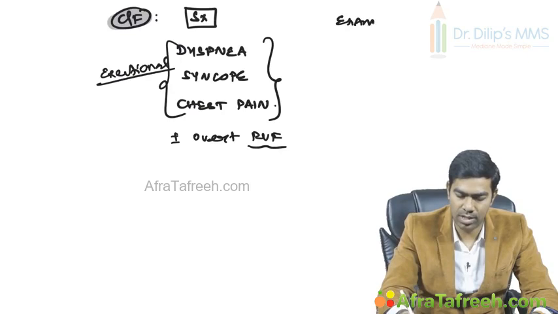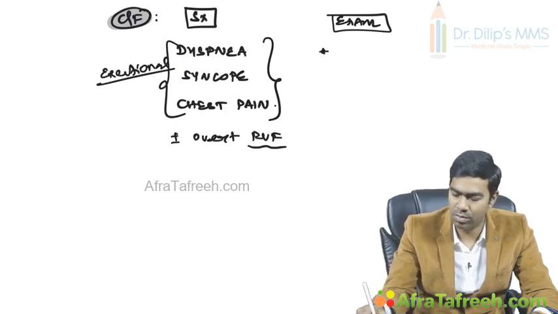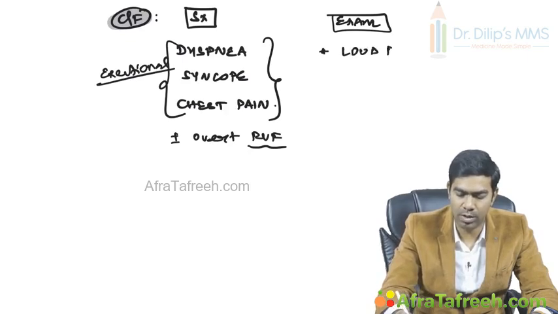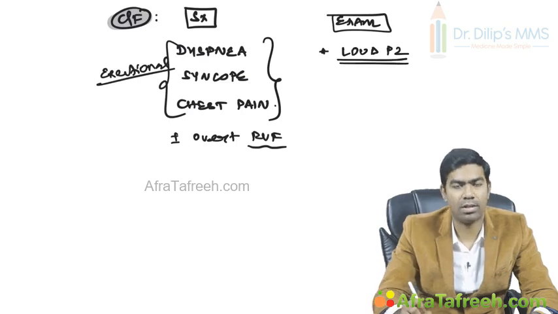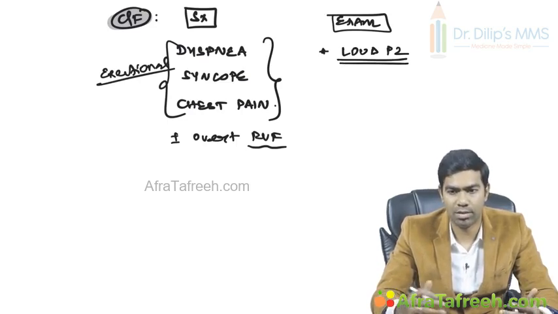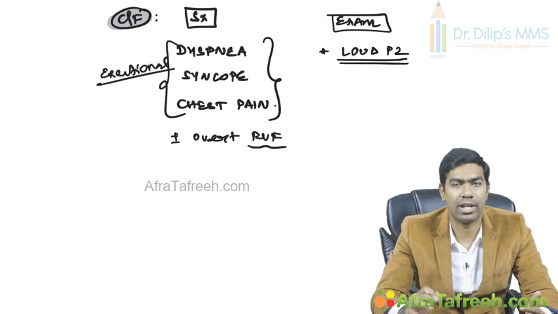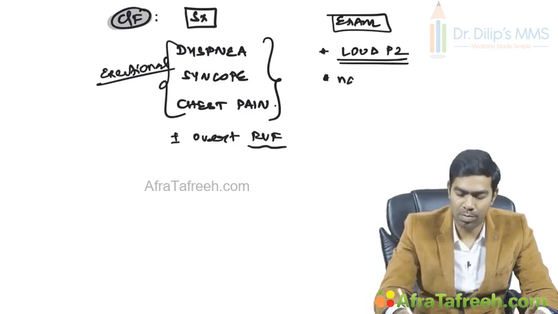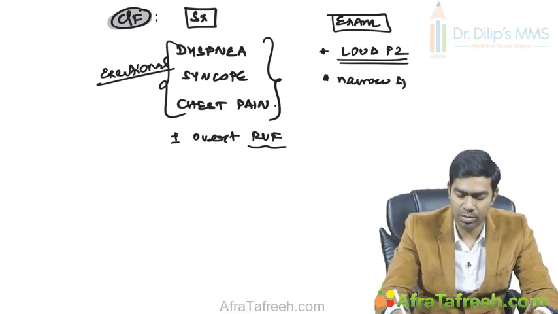Examination findings. What are the signs and examination findings you can look for? Number 1, you can see a loud P2. This is what you will regularly be asked in exam: loud P2, loud closure of the second component of S2. That is because of the very loud and faster closure of P2. And second, not only a loud P2, you will have a narrow split P2, a narrow split second heart sound also.